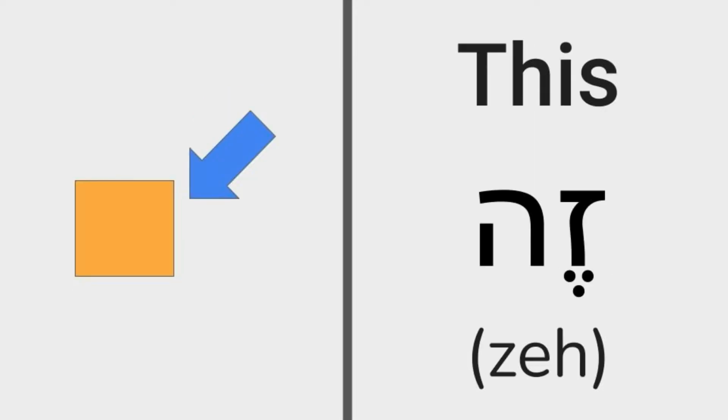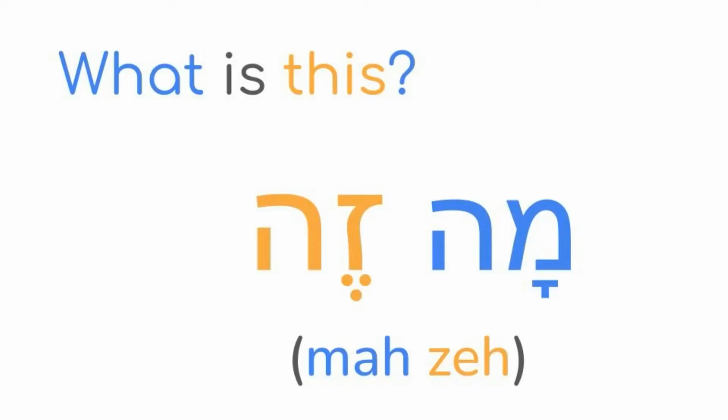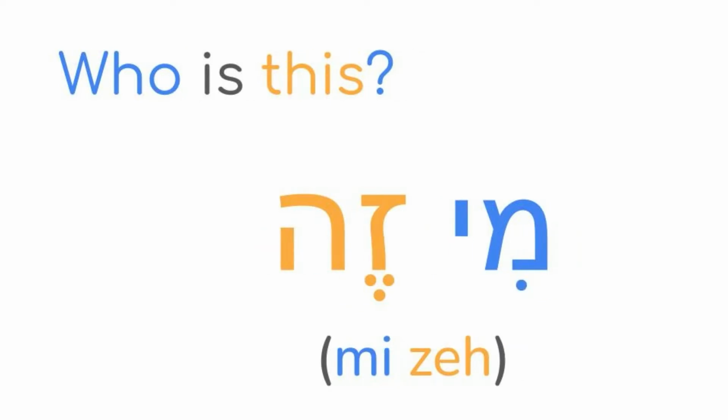Let's learn another word we can use with these question words to make questions. The word for this in Hebrew is ze. What is this in Hebrew is ma ze. Ma, what, and ze, this. Hebrew doesn't always need the word is. And who is this is me ze. Me, who, and ze, this.